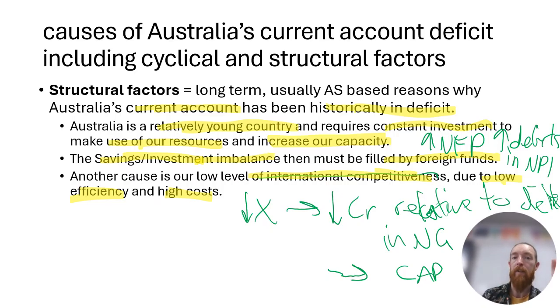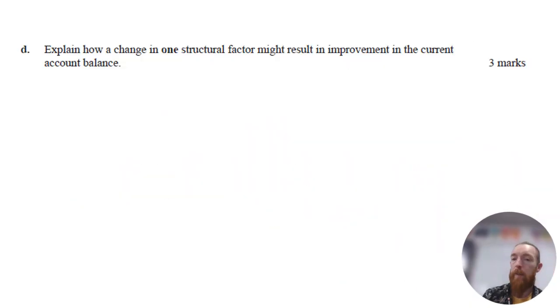So low levels of international competitiveness work really, really well. So if we had to explain how one structural factor might result in an improvement in the current account balance, we could talk about an improvement in international competitiveness. So one structural factor could be an increase in our international competitiveness.